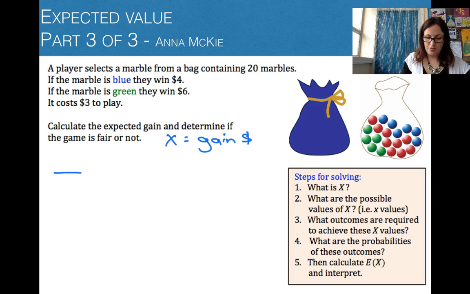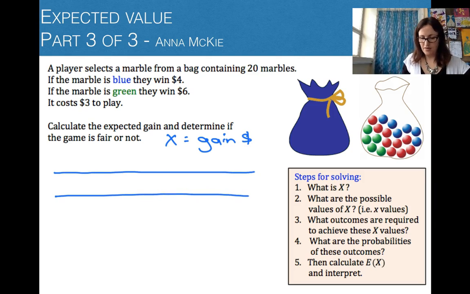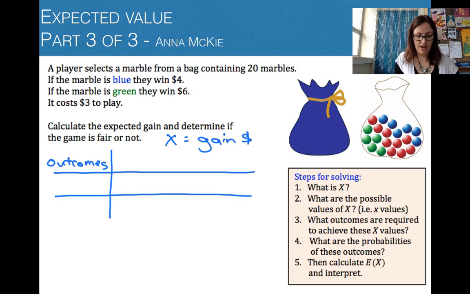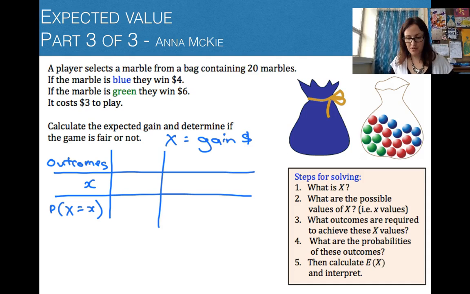So let's draw up our table. 3 rows, and we label outcomes. We label little x, and then here is the probability of choosing any one of those x's. So think about the question here. If it's blue, let me reinforce these steps though. What are the possible values and the outcomes? So an outcome is blue, so we'll put blue here.